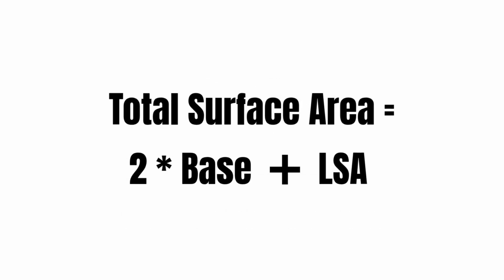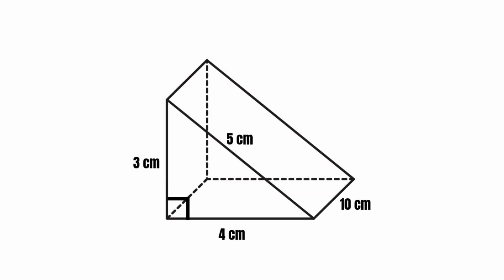Putting it all together, we get the formula. Total surface area is just 2 times the base area plus the lateral surface area, or LSA. Let's test it in 3 quick steps on this triangular prism. No counting faces needed.